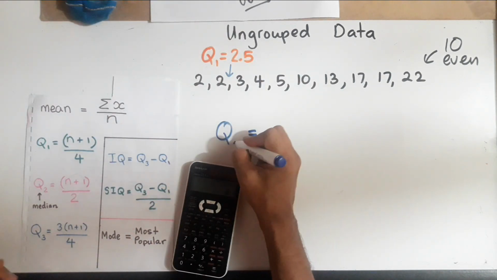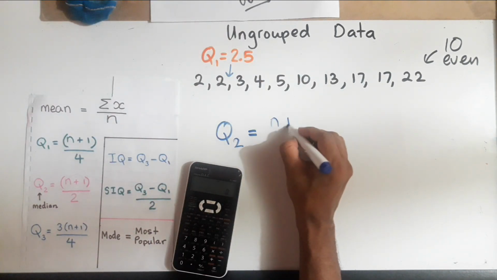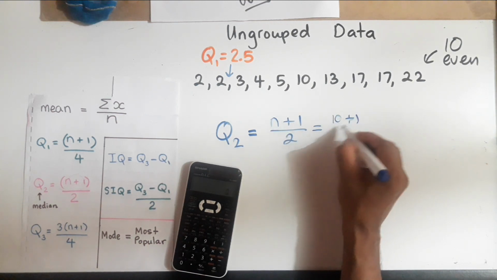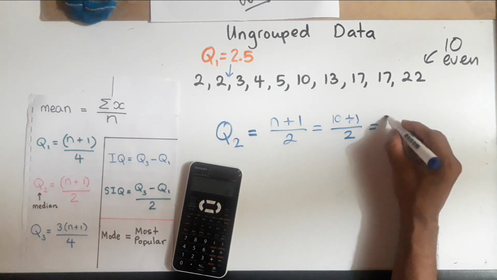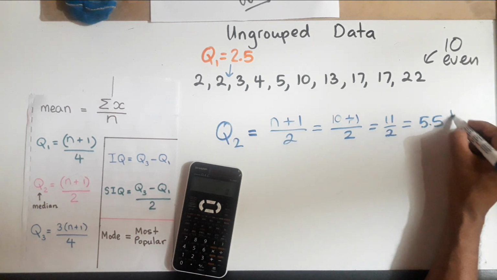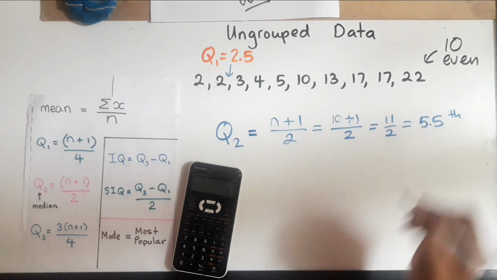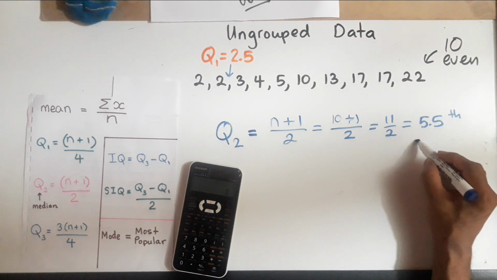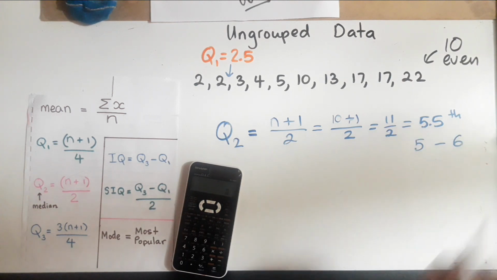Q2. To find Q2, or the median, it is (n plus 1) divided by 2. N is 10, plus 1, divided by 2, and you get 11 divided by 2, which is 5.5. So we need to look for the 5.5th term. Now 5.5 is in between 5 and 6.